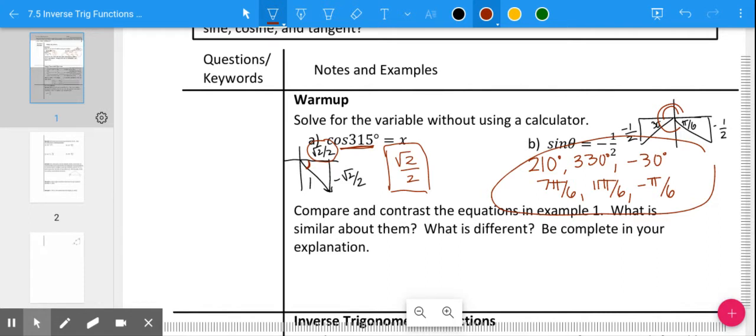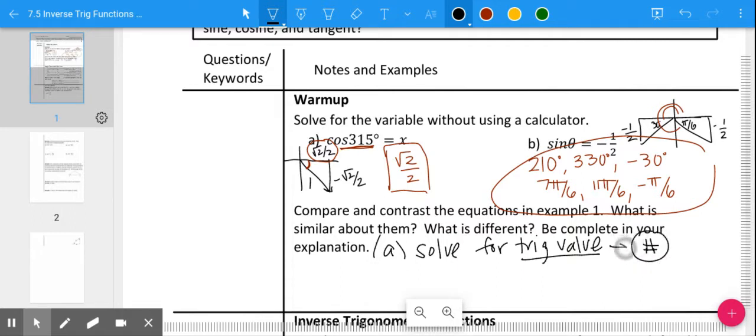So what's different about the 2 problems in example 1? In this first problem, part A, we are solving for a trig value. I'd like you to write this down. This vocab here is important. A trig value, which means our answer is a number. We are getting out a number. And there's only one answer.